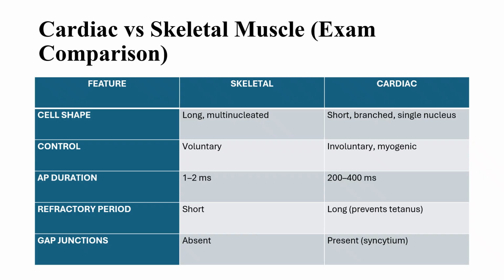Next, control. Skeletal muscle is voluntary, activated by motor neurons. Cardiac muscle, however, is involuntary and myogenic, meaning the impulse to contract arises from within the muscle itself, specifically from the pacemaker cells of the sinoatrial node. This automaticity is what keeps your heart beating even without conscious control.